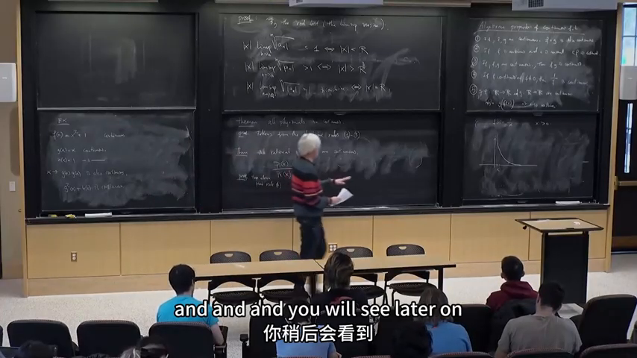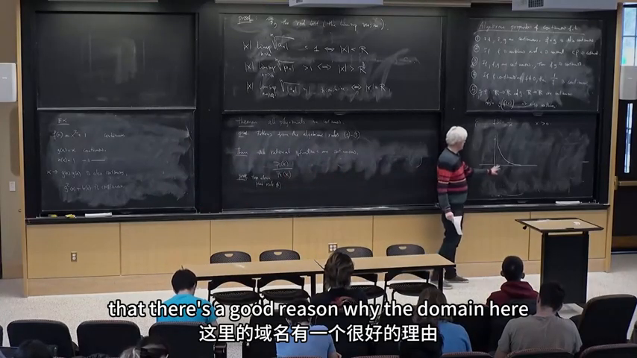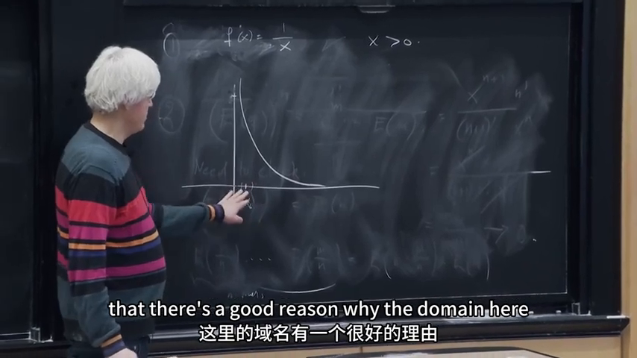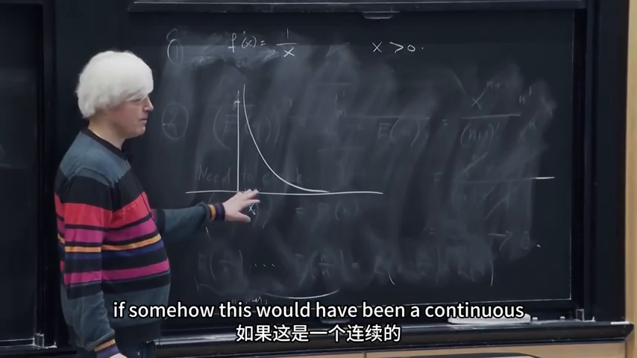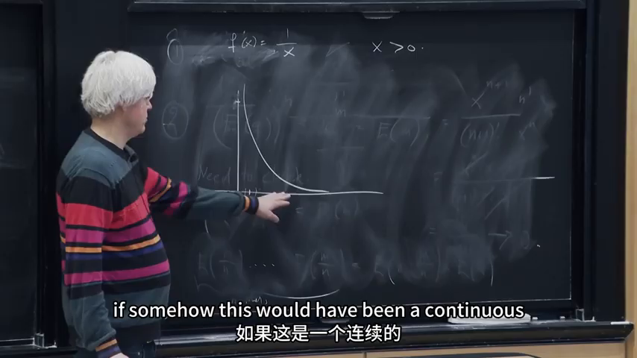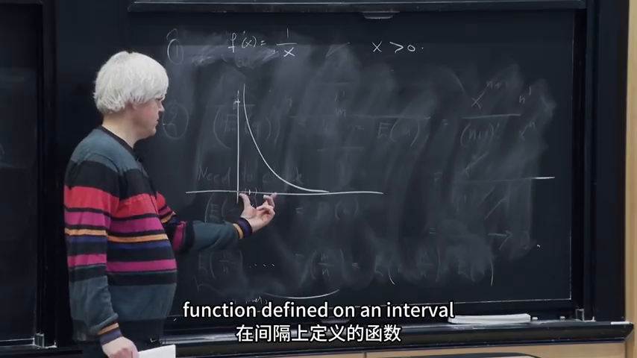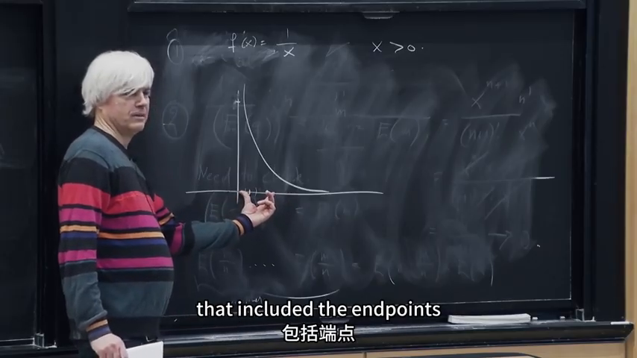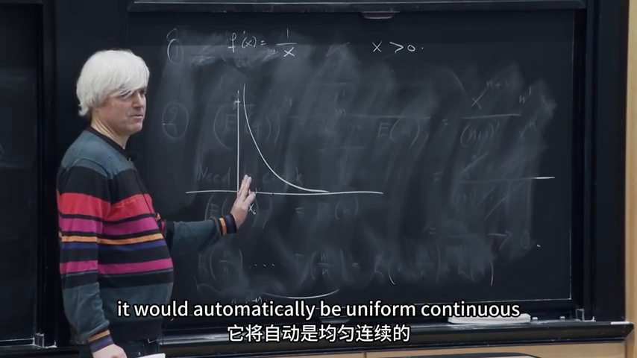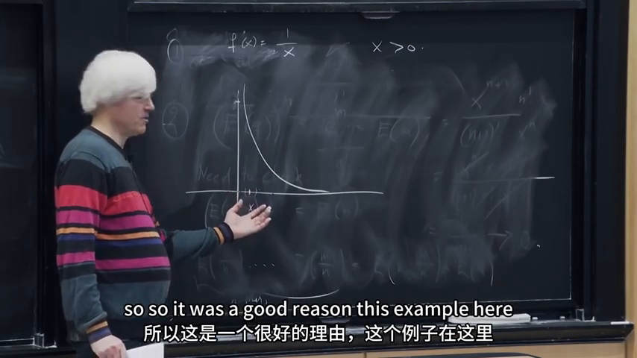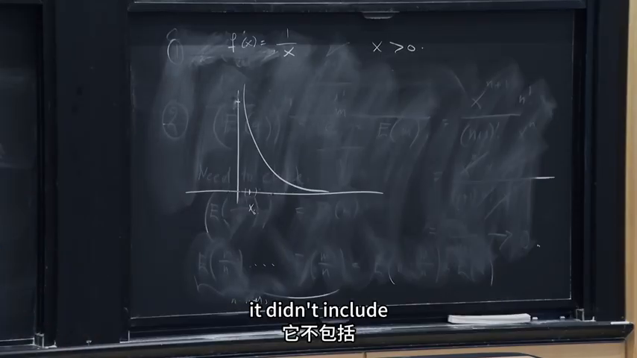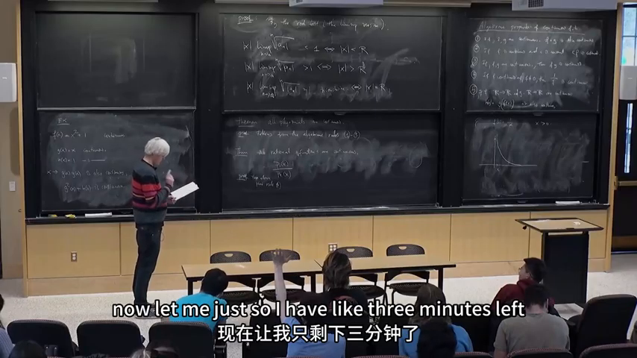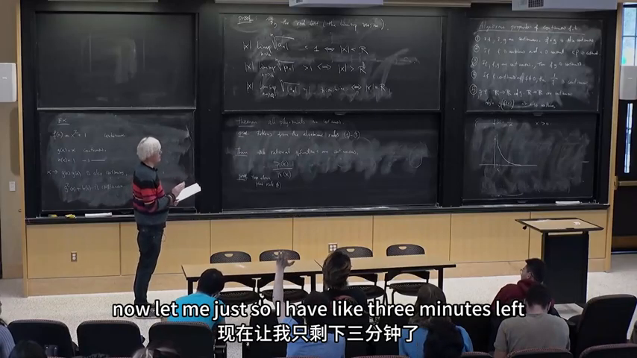And you will see later on that there's a good reason why the domain here did not include 0. If somehow this would have been a continuous function defined on an interval that included the endpoint, then actually it would automatically be uniform continuous. So that was the good reason. This example here didn't include the point 0.